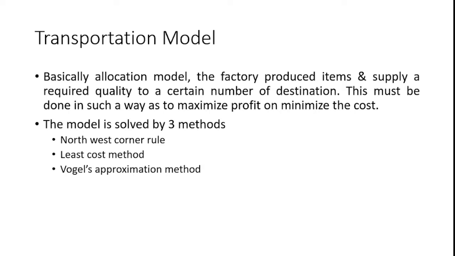What is meant by transportation model? Basically, it is an allocation model: the factory produces items and supplies the required quantity to a certain number of destinations. This must be done in such a way as to maximize profit and minimize the cost. This model can be solved by three methods: Northwest corner rule, least cost method, and Vogel's approximation method.